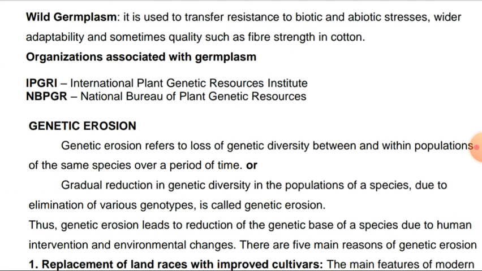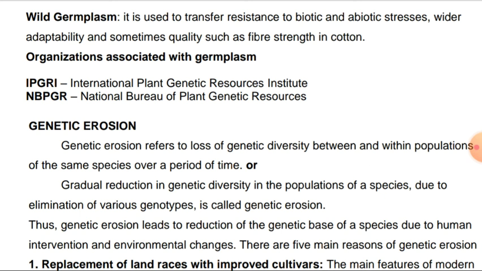Then the organizations associated with germplasm collection are the IPGRI, the International Plant Genetic Resources Institute, and in India, the National Bureau of Plant Genetic Resources. IPGRI is also called IBPGR, the International Board for Plant Genetic Resources, located at Rome. Germplasms are those showing resistance to biotic and abiotic stresses, with wider adaptability and a broad genetic base.